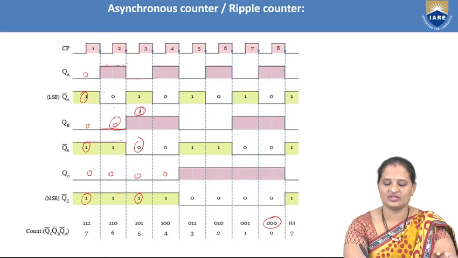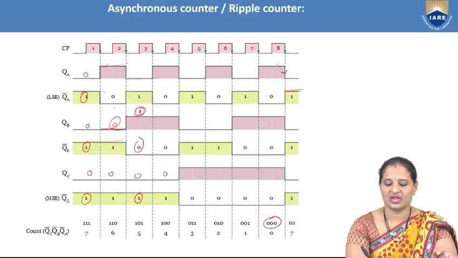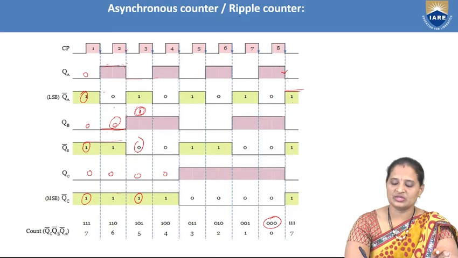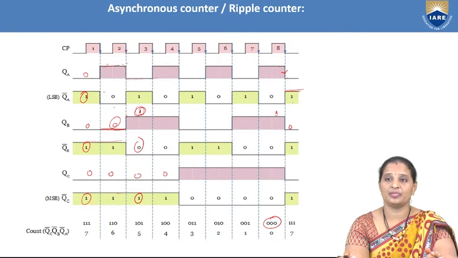During the next negative edge, what happens? It changes from 1 to 0. Now as it is changing from 1 to 0, the QA bar can be considered as 1. So now it is applied as clock to the next flip flop. What is the transition we have? 1 to 0. 1 to 0 means again it is a negative edge, and hence the second flip flop will also change its state. What is the present state? 1. Now it will change to 0.